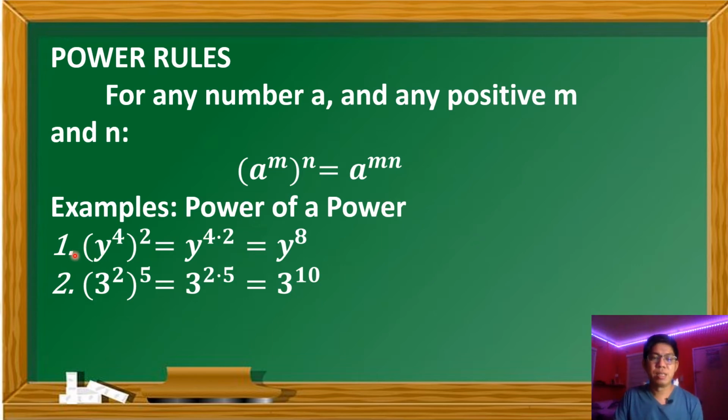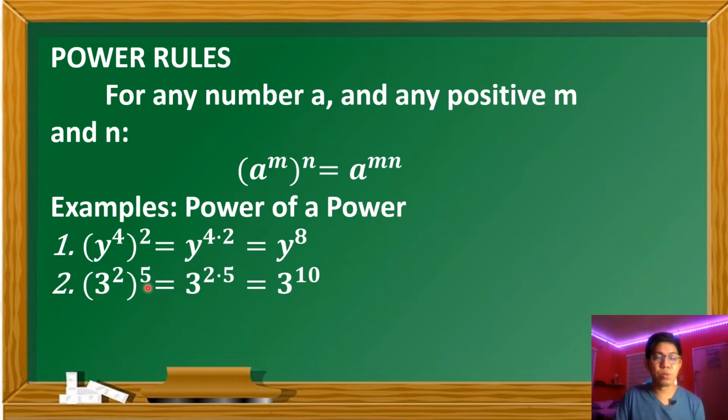Number 1, the square of y raised to the 4th power is equivalent to copying the base, which is y, then multiplying 4 times 2. It is equivalent to y raised to the 8th power. Okay, next one, number 2.